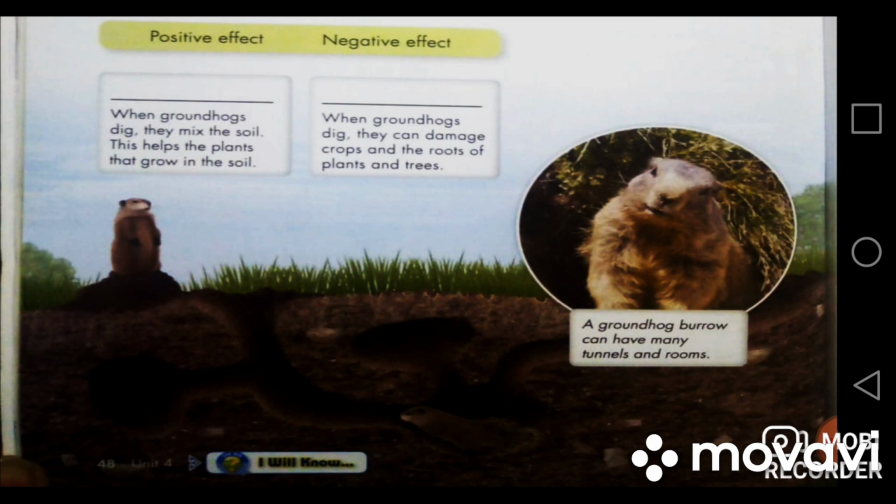When groundhogs dig, they mix the soil. This helps the plants that grow in the soil. What do you think? Is it a positive or a negative effect? It is a positive effect because they help the plants to grow. And when groundhogs dig, they can damage crops and the roots of the plants and trees, and this is a negative effect. You will label this one as negative and the first one as positive.